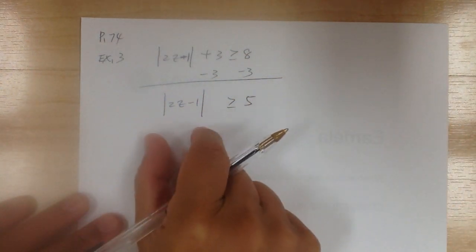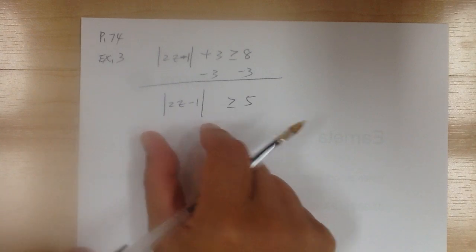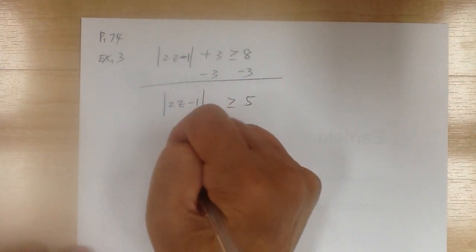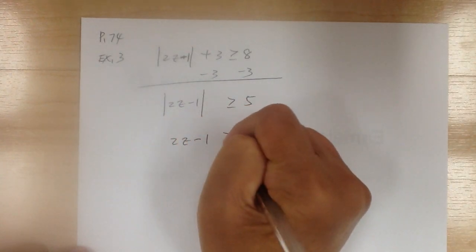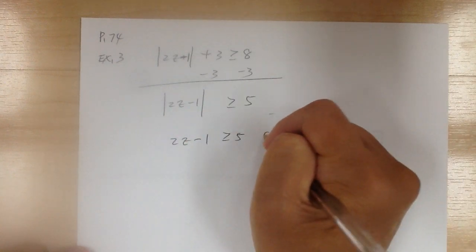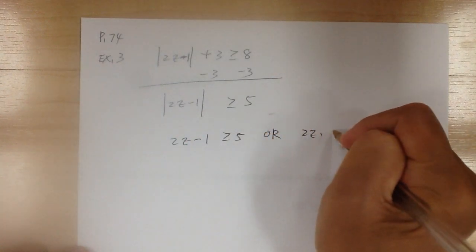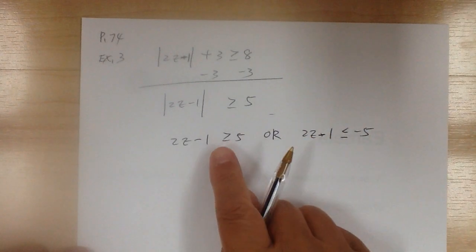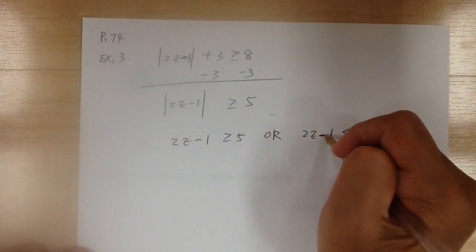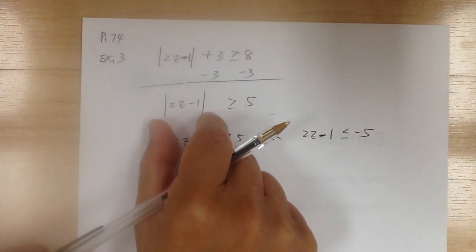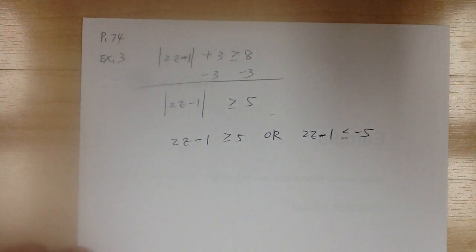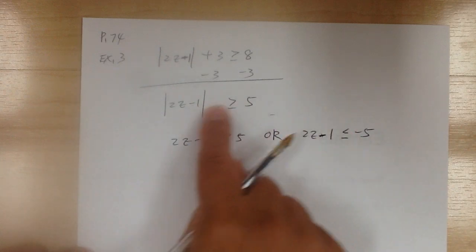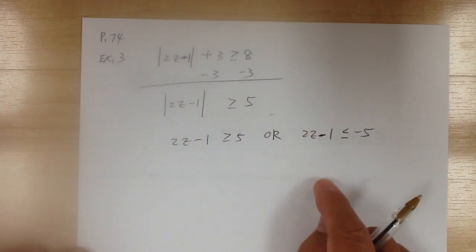Now once you isolate the absolute value, you can exchange this into two regular inequalities. So you get 2z minus 1 greater than or equal to 5, and this is pointing away, so it's or, 2z minus 1 less than or equal to negative 5. So again, you have to know how to separate one absolute value into two regular inequalities. Make sure you have these two steps. These are the critical steps. You must have these so you don't lose points on the test.